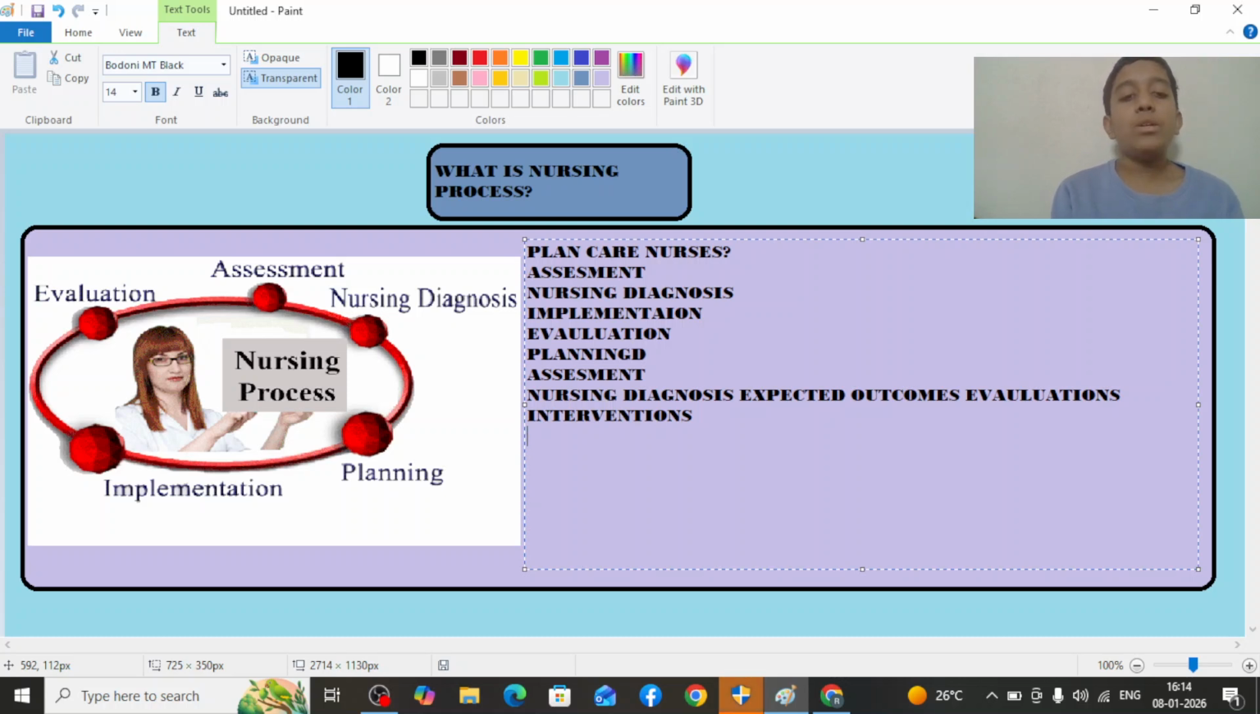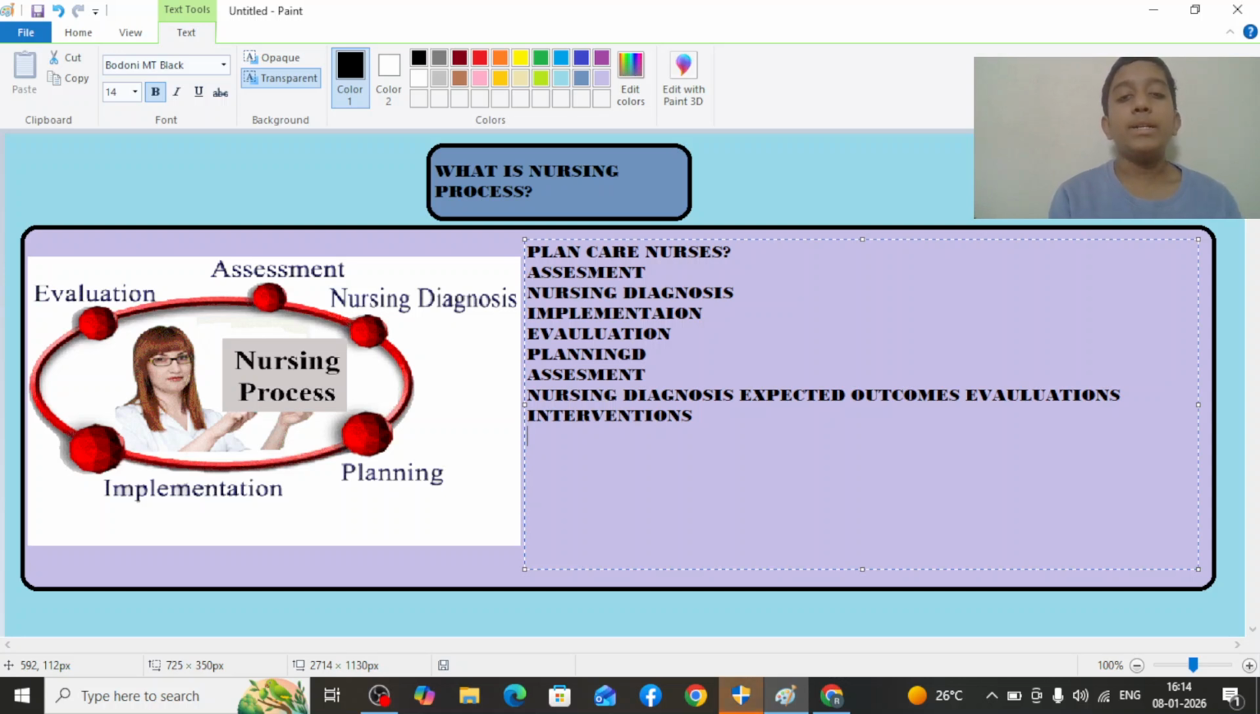Now I will tell you about the assessment. What do they do in assessment? They get to know the subjective and objective data. Subjective means they get to know about the medicines of the patient, diets of the patient, and the curable things of the patient. Then objective means they know about the diseases and what is going on in the patient's body, what the status is, what the blood pressure and heartbeat are. So they know these in the assessment.